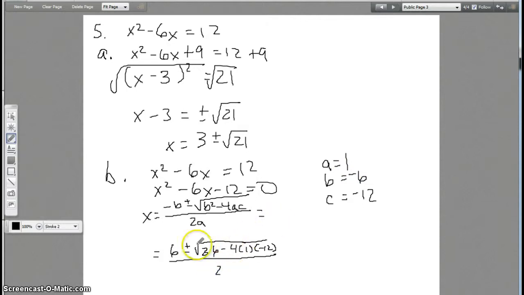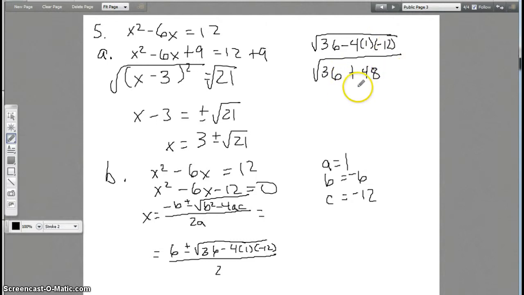Okay, so now let's look at what we have inside of this square root. I'm going to write that up here at the top since we're running out of room. We have 36 minus 4 times 1 times negative 12. So that is the square root of 36. Negative 4 times 1 is negative 4. Times negative 12 is going to be a positive 48. So what is 36 plus 48? Well, that's 84. So this is actually the square root of 84.